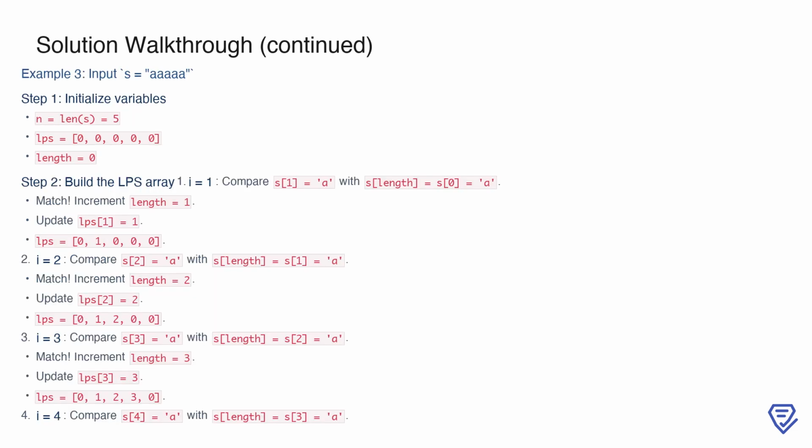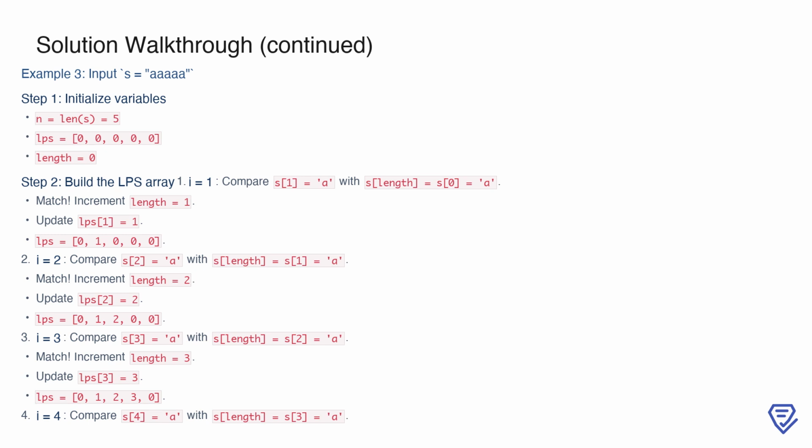For the final example, the input string is AAAAA. As always, we start by initializing our variables. The length of the string, n, is 5. The LPS array is initialized to 0, 0, 0, 0, 0, and length is set to 0.